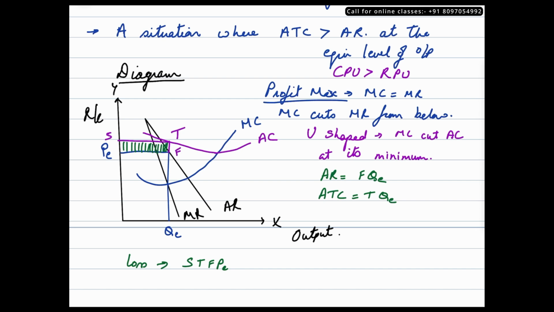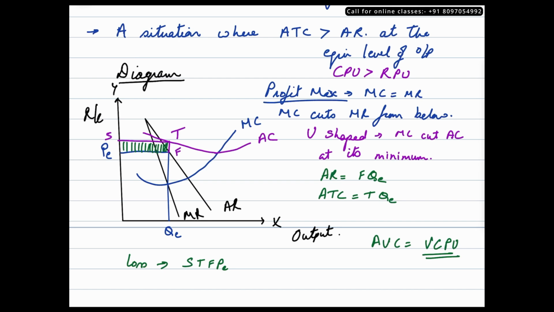Now, a lot of students might want to find out that if the firm is incurring a loss, will it continue its operations or not? So to find out if the firm would continue its operations or not, we need to have an average variable cost curve in the picture. Now, what is average variable cost? It is variable cost per unit. Okay, variable cost per unit.